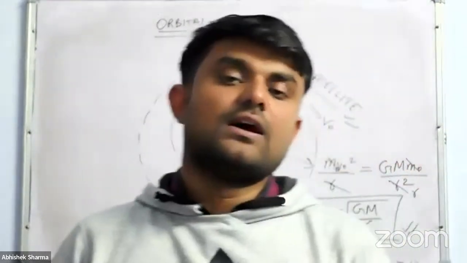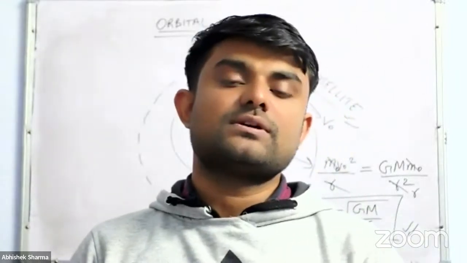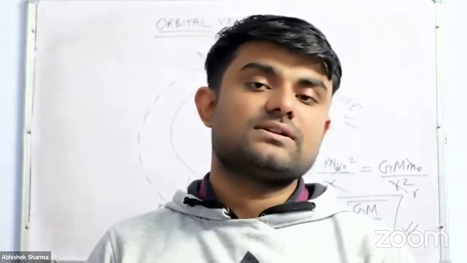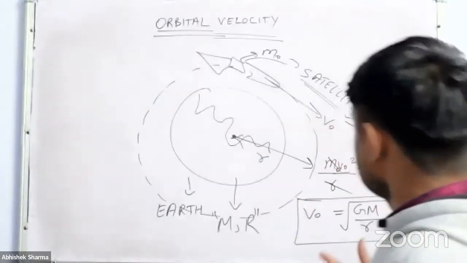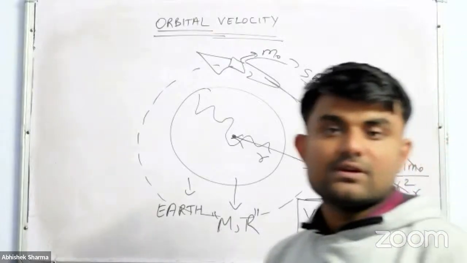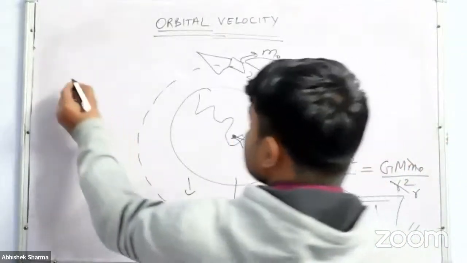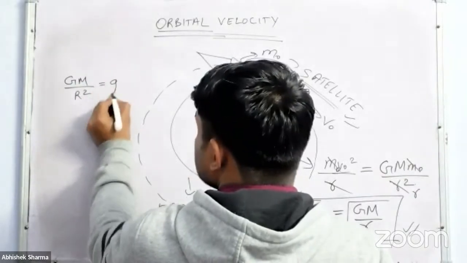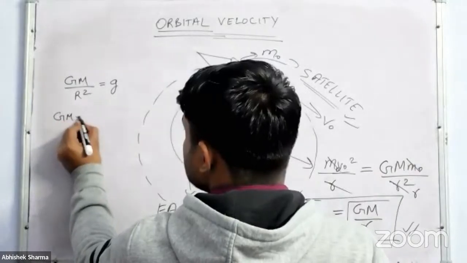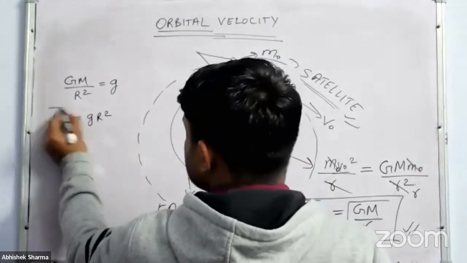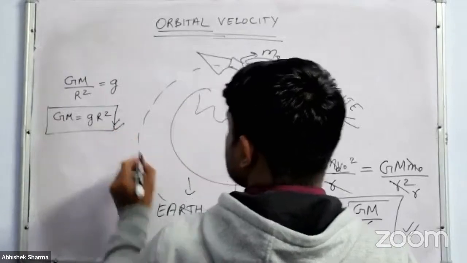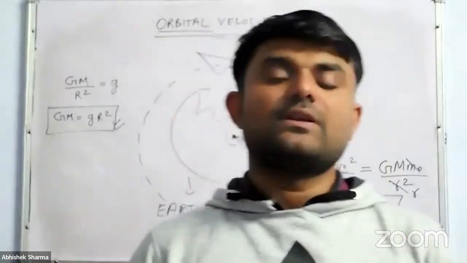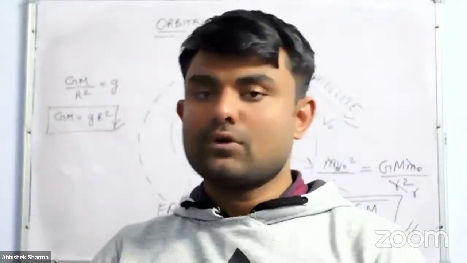So we'll say orbital velocity will be square root of G, capital G, that is the universal gravitational constant, times the mass of the Earth upon small r. So this is known as orbital velocity. As we did for the escape velocity, we'll also perform the same action for the orbital velocity.